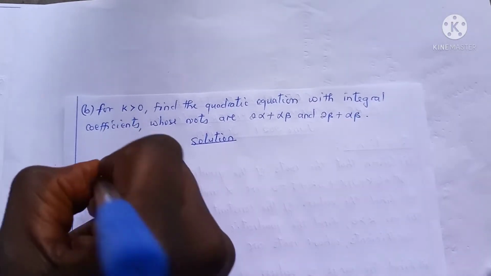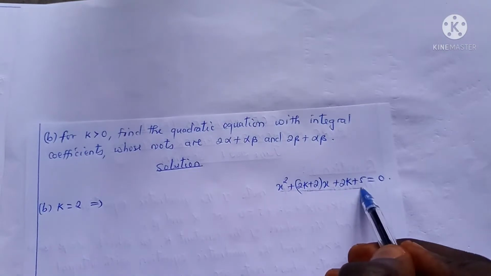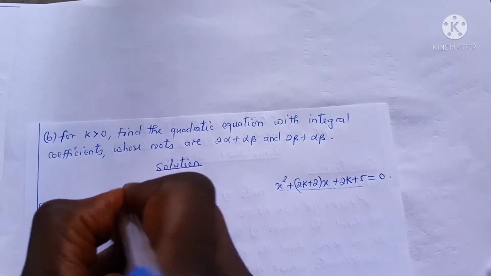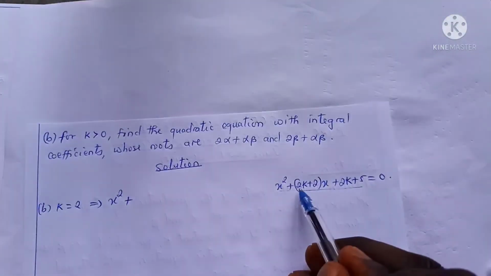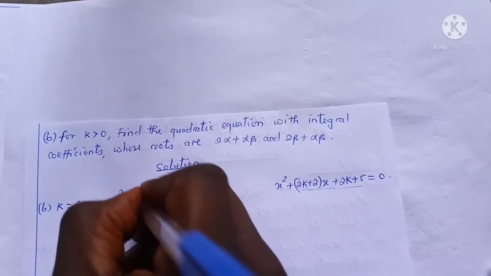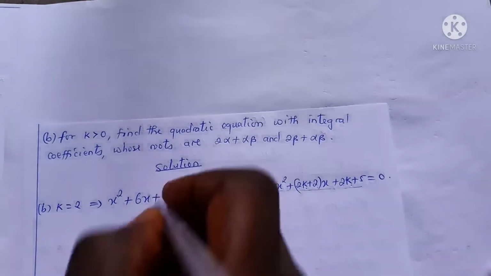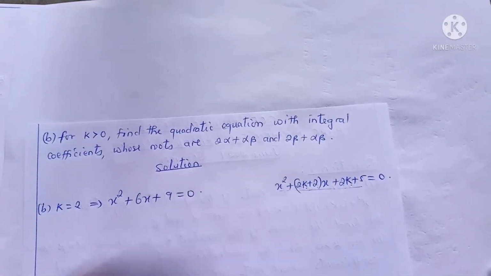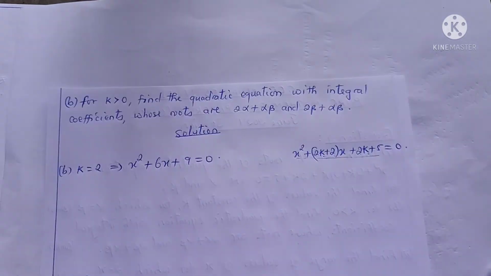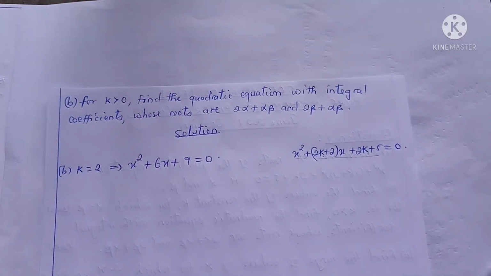So for k equal to 2, this quadratic equation reduces to x squared plus, we know 2 times 2 is 4, 4 plus 2 is 6. So we have plus 6x plus 2 times 2 is 4 plus 5 is 9, which is equal to 0. And if you solve this quadratic equation, you are actually going to have two roots which are equal. The roots are negative 3 and negative 3.